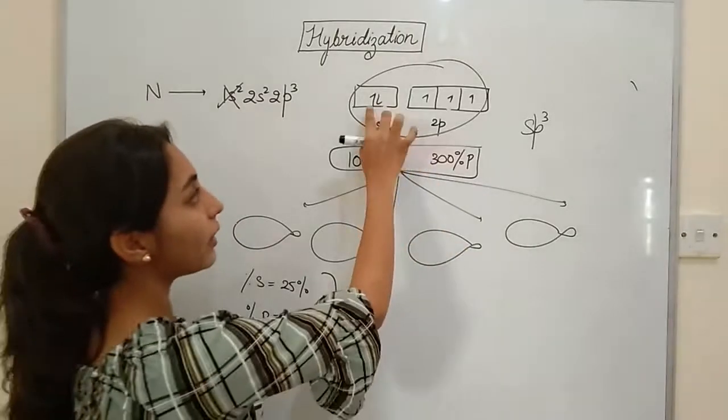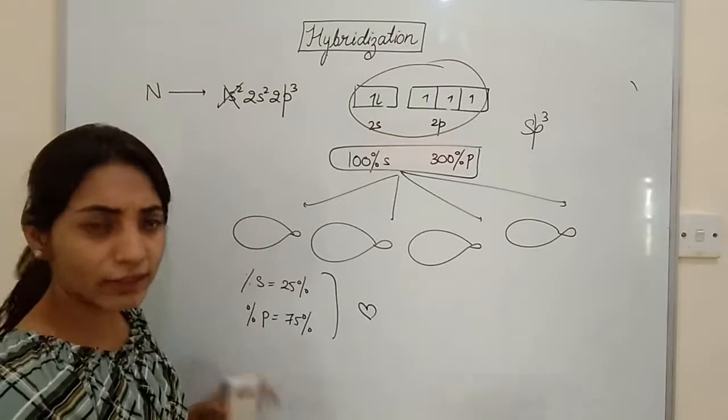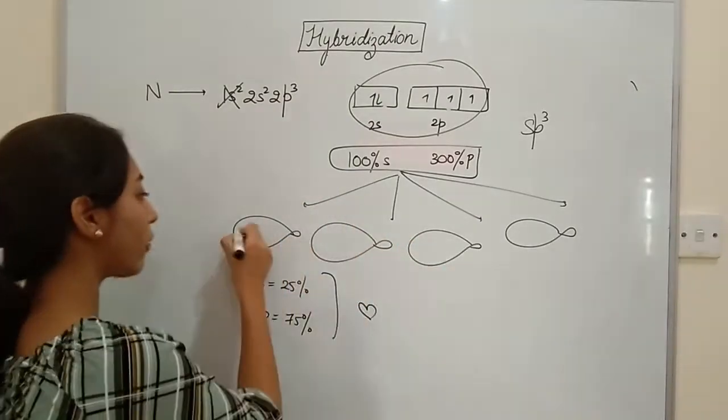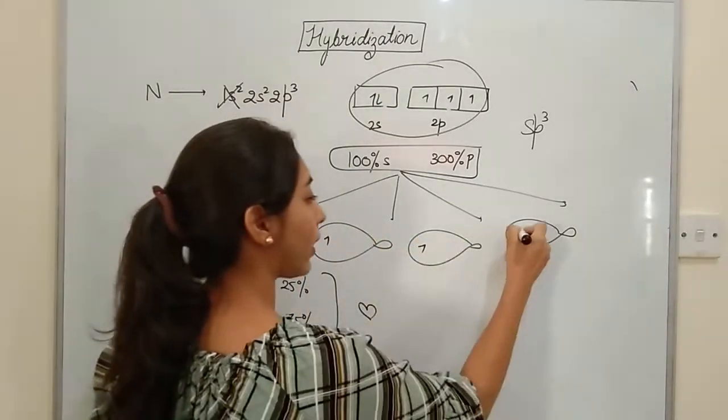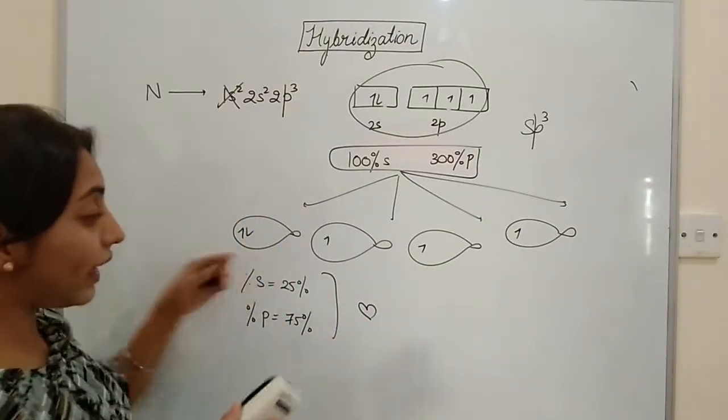But this must be clear. 1, 2, 3, 4, 5 electrons are there. So I have to fill all of them with 5 electrons. The total should be 5. So I'll fill 2 here. 1, 1, 1, 1, 2, 3, 4, 5. Done? Understood? So what is our next step?